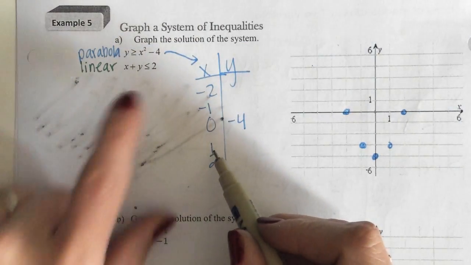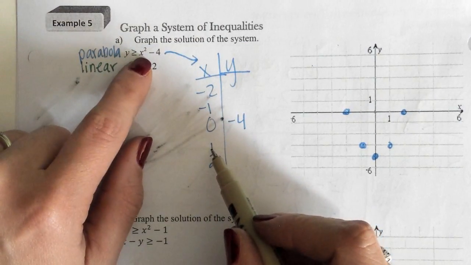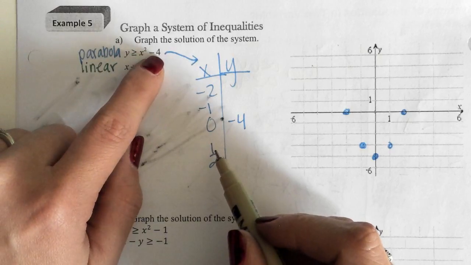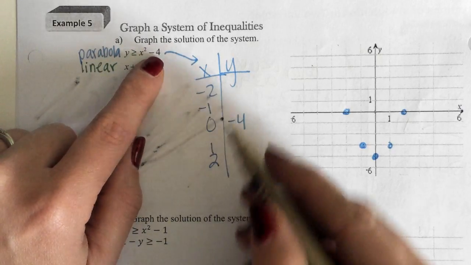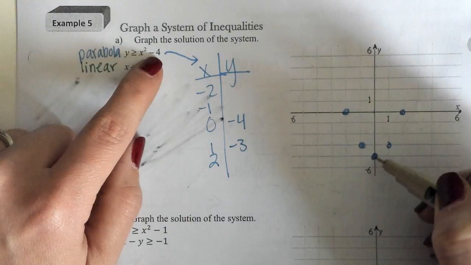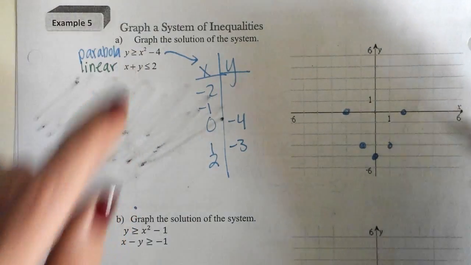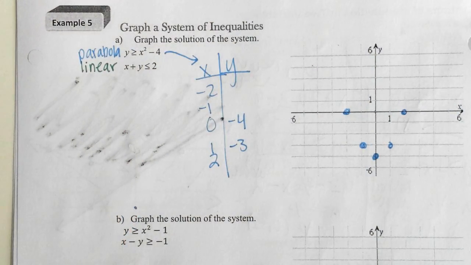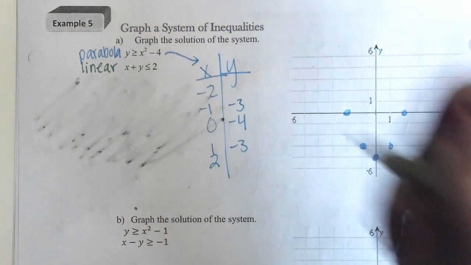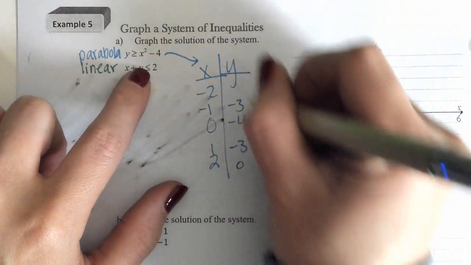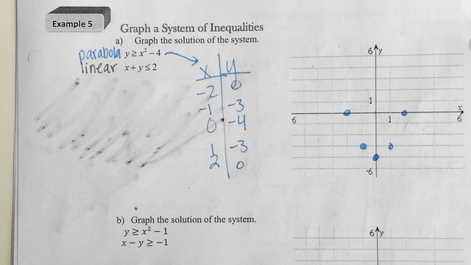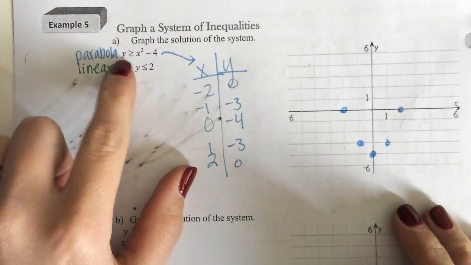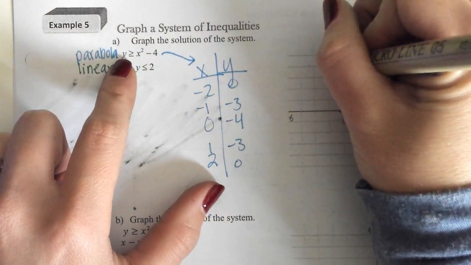Alright, Katie, if I plugged in 1 to here, 1 squared, minus 4, it'd be what? -3, which is where our point is. So if you can't remember, just draw a table. And then 2 squared is 4, minus 4 is 0. Any questions about that? Is this parabola going to be solid or dashed? Solid. Very good. Go ahead and graph it.